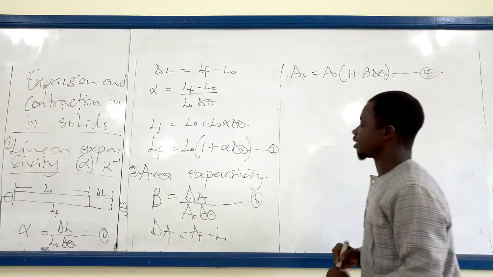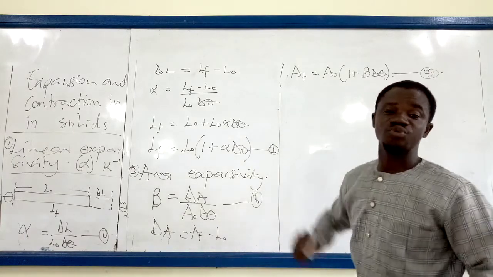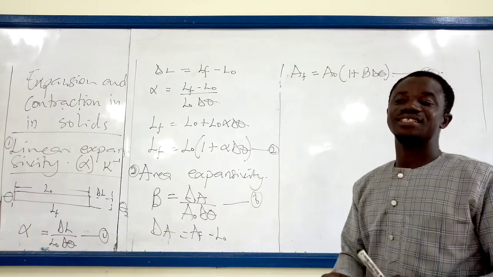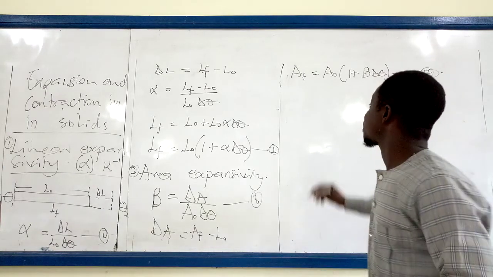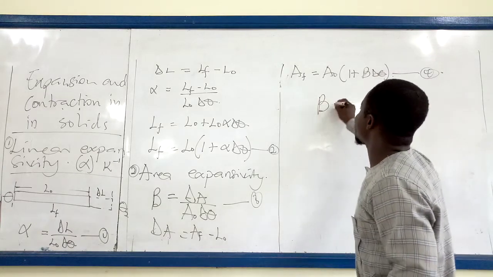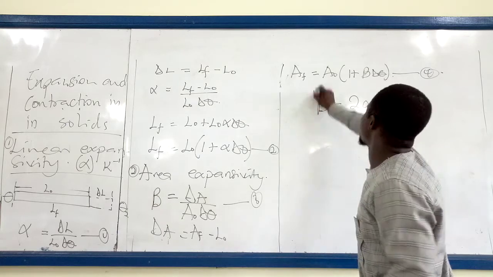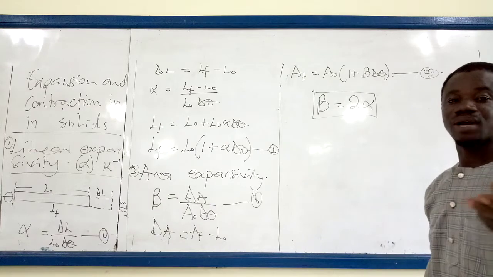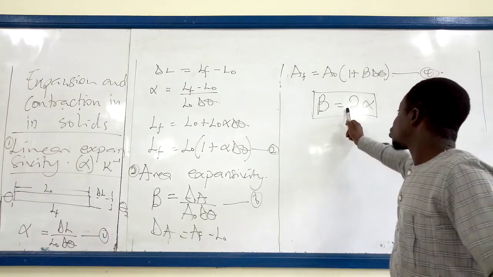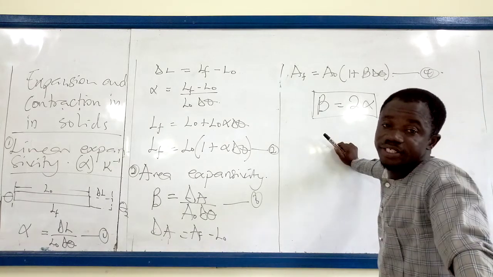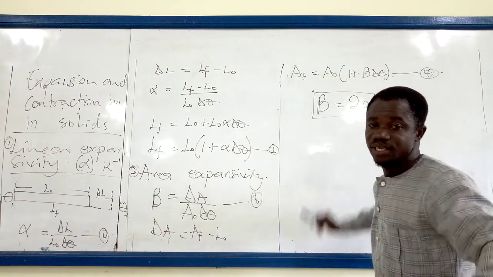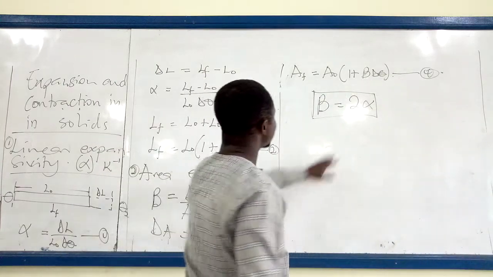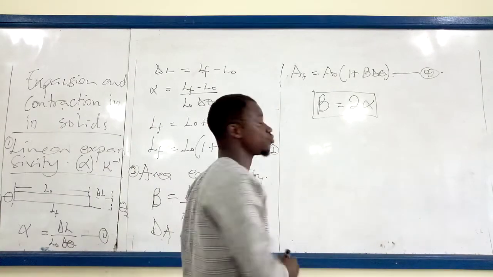Now the relationship between beta and alpha, that is, area expansivity and linear expansivity, is that beta is equal to 2 times alpha. This relation is very important, and you can be asked by WAEC to prove this relation. When you're asked to do this, this is how you go through it.